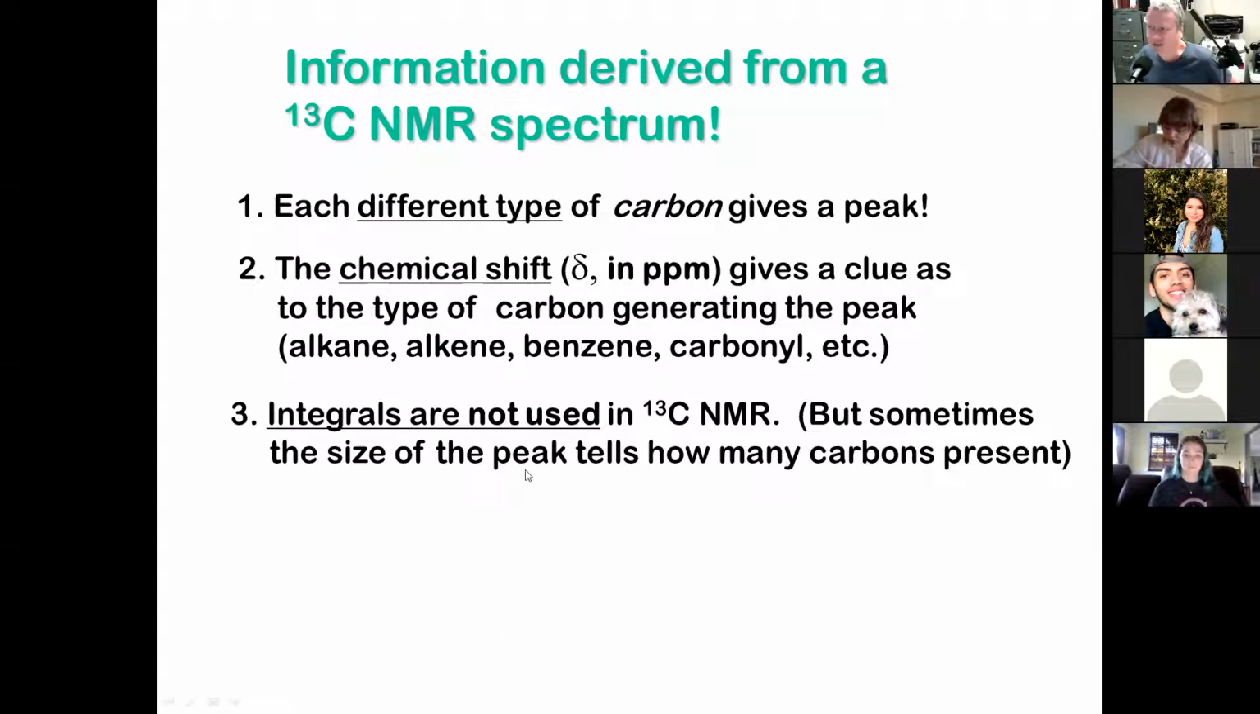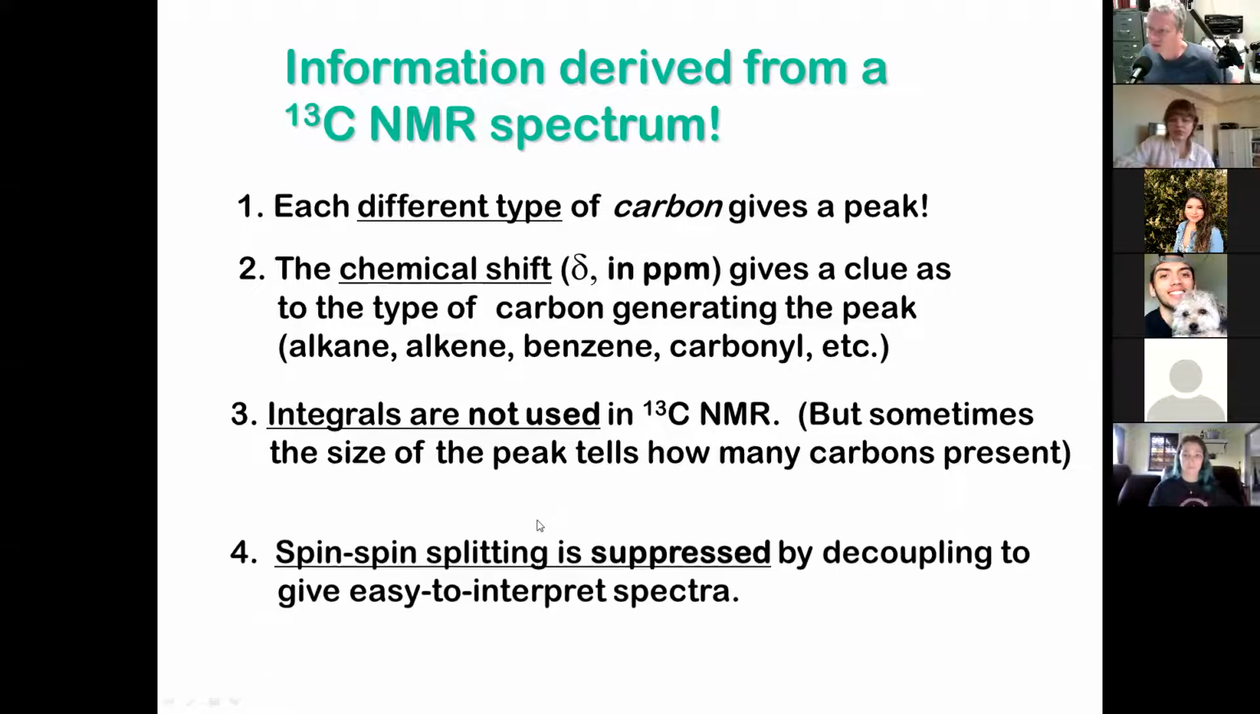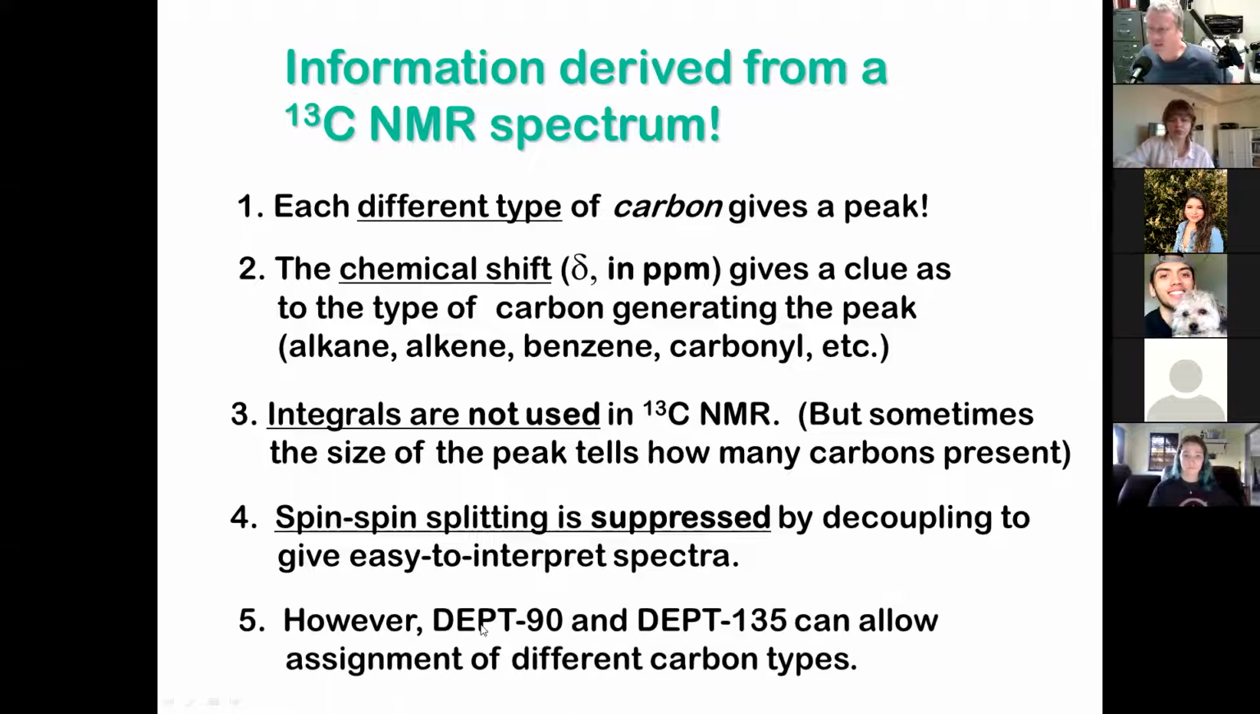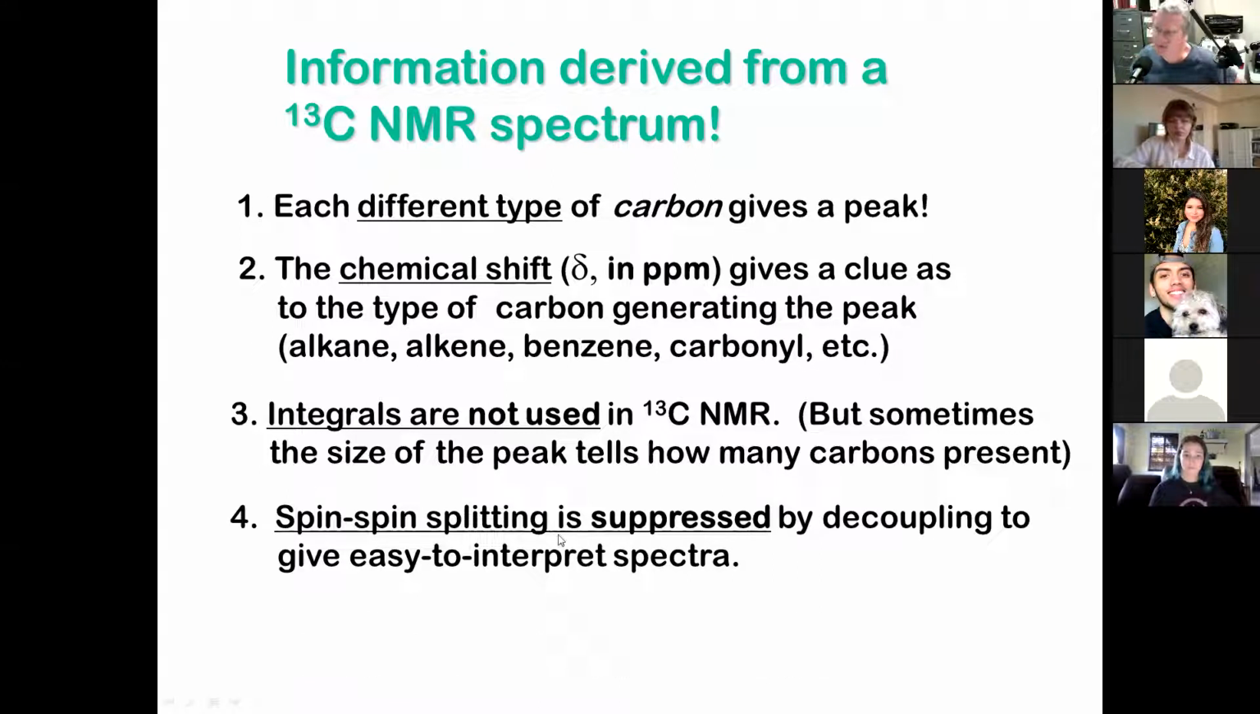Integrals are not used, but sometimes the size of the peak tells you something, like a big peak means multiple carbons, right? Spin-spin splitting is suppressed. We turn it off with that weird decoupling technique. Remember that the spin-spin splitting told us CH2, CH3, a triplet, a quartet, but those are huge triplets, huge quartets. So this is kind of useless. Nobody does spin-spin coupled carbon NMR. Nobody in the world. We only teach it, but we don't do it.